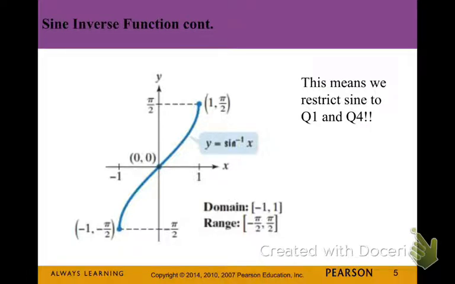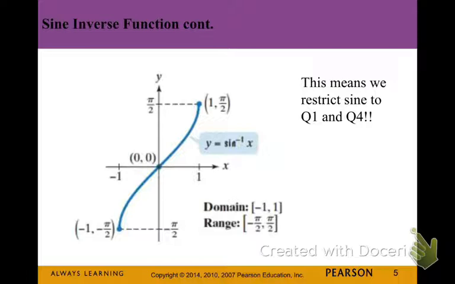So if we think about our unit circle, and we know that our domain is going to be -1 to 1, and our range is -π/2 to π/2, that means that we must restrict sine to just quadrants 1 and 4. In particular, we have to be in quadrant 1 because that's where we have the positive y values, our positive sine values. But then we want to go backwards. We're going to rotate clockwise to the fourth quadrant so we can get the negative y values.